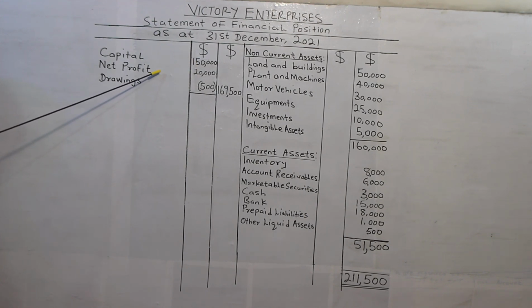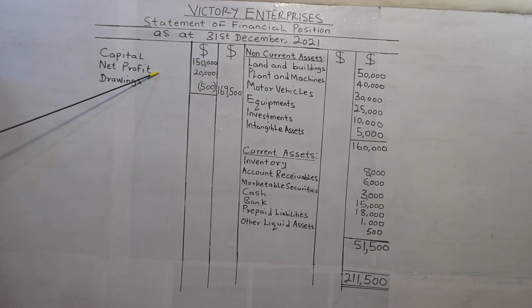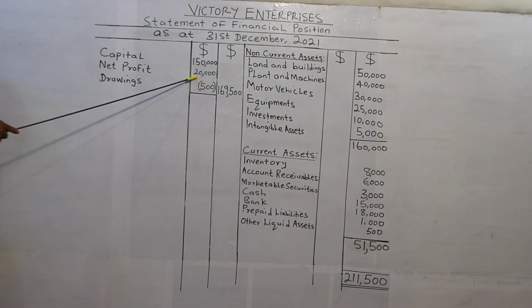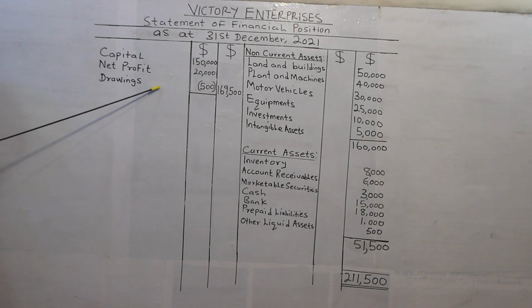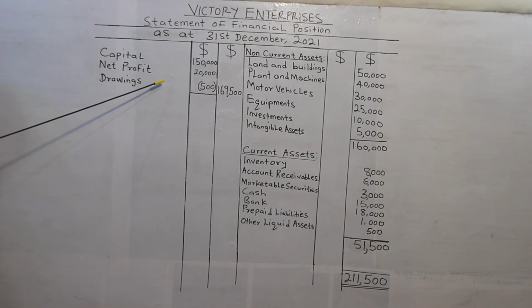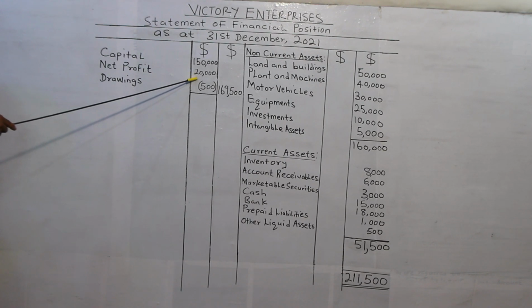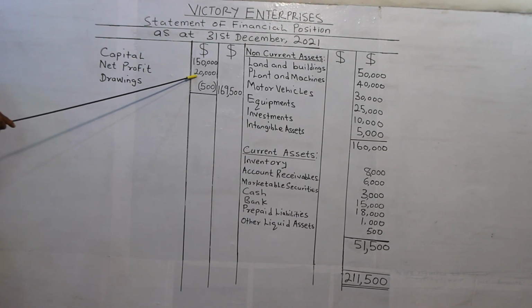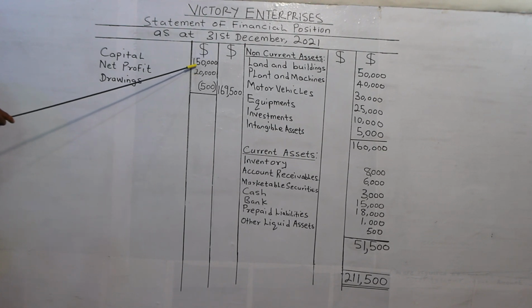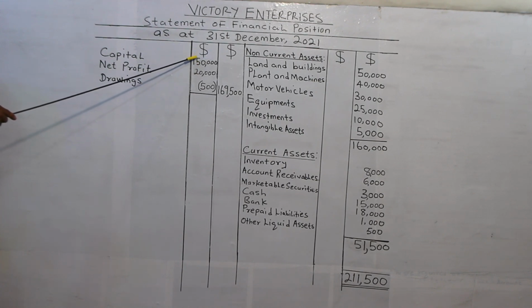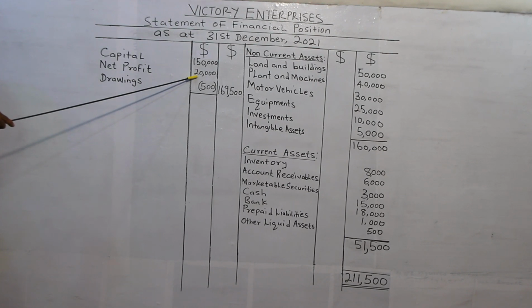During the periods, they were able to retain profits of $20,000. Then there were drawings in cash or in stock of $500. Remember that the net profit belongs to the owner of the business. So anytime net profit is made and retained, it is added to the capital. So for the accounting period, it becomes 150 plus 20, that is 170,000.